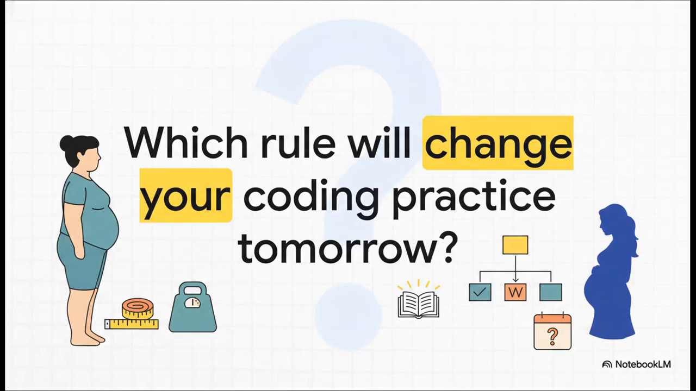So as we wrap this up, I want you to really think about this. Whether it's the golden rule of who can document the BMI, or the specific criteria for coding overweight, or those special exceptions for pregnancy, which one of these guidelines is going to have the biggest impact on how you approach your coding tomorrow? Because that's how we turn this knowledge into real practice.